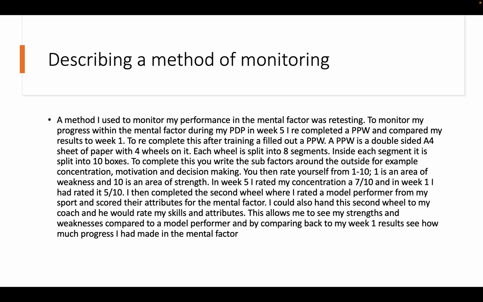So we're now going to look at describing a method of monitoring. Now this is actually very similar to describing a method of gathering data or gathering information question. How it differs is how you're going to write this answer at the start. You must make reference to a comparison between results, and ideally you want to tell us what weeks the monitoring process took place. And as you can see on screen here, this is an example of a retesting description for the mental factor, and this person has said that they monitored their progress within the mental factor in week 5, where they recompleted a PPW and they compared the results to week 1. And they've then gone into a full description about how to complete a PPW, what it is, what it looks like, and then how the scores might differ from week 1 to week 5.